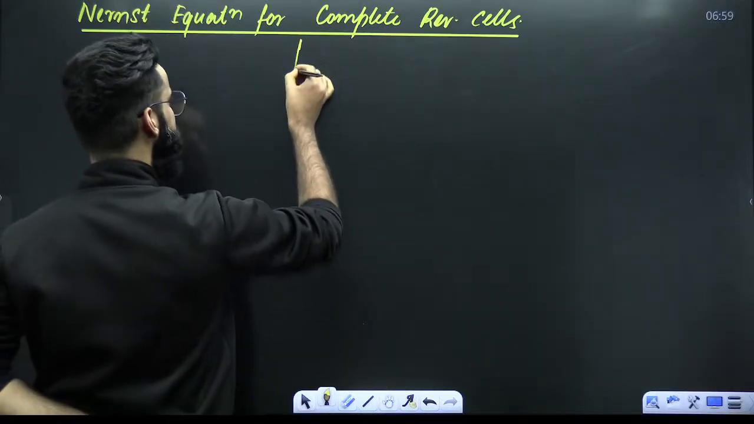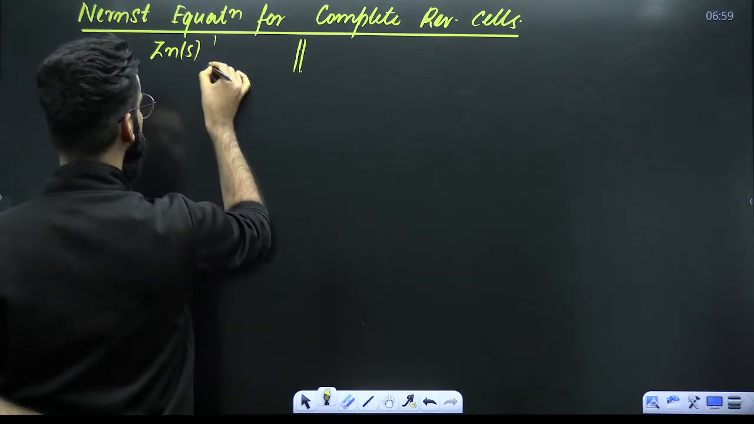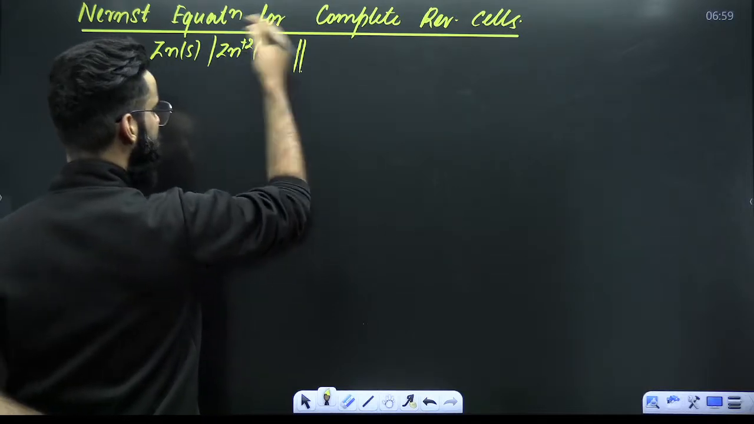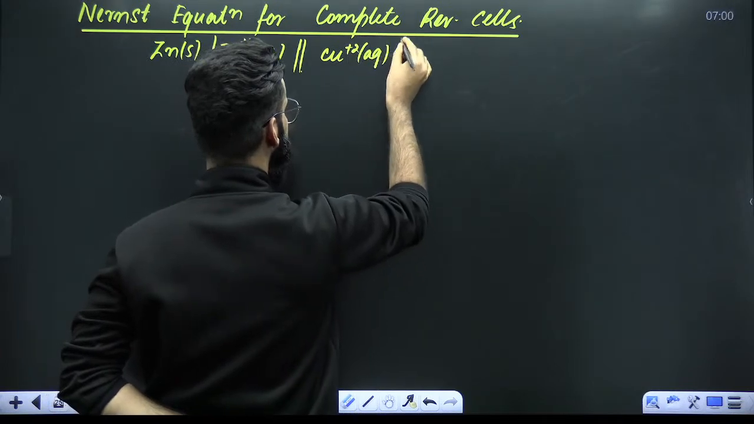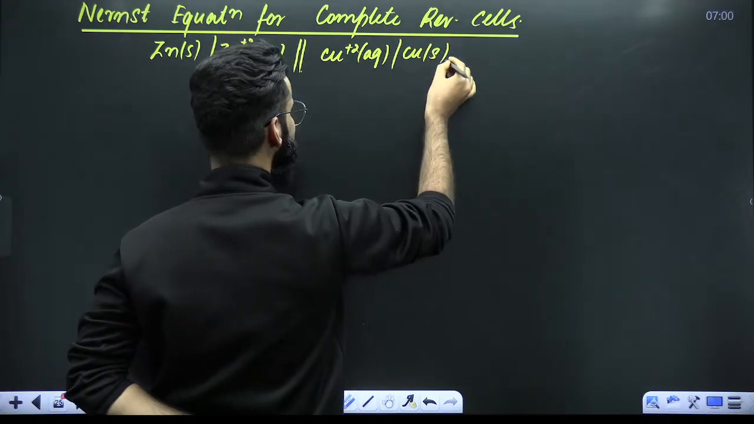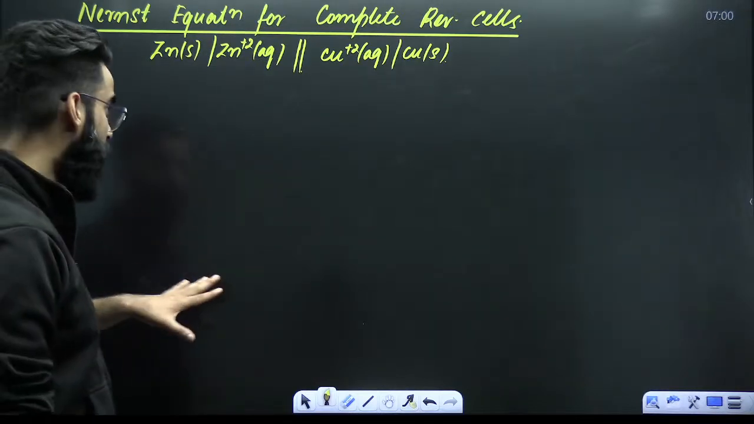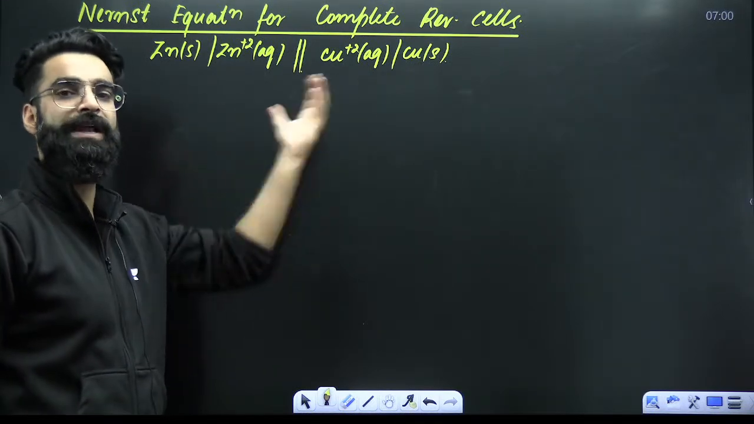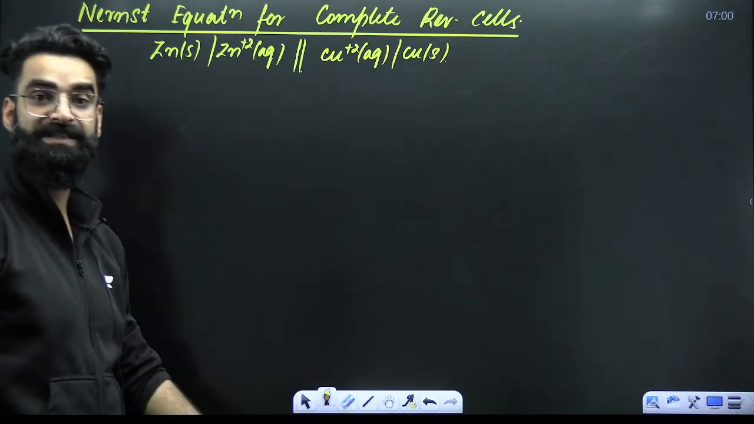Imagine like this. Let's say this is the salt bridge. On the left side of the salt bridge, there is the anode, zinc solid, which gives zinc dipositive aqueous. On the right side, there is the cathode, copper dipositive aqueous, which gives copper solid. So first of all, this is your Daniell cell. It's a galvanic cell basically, one complete cell in which 2 electrodes are used.